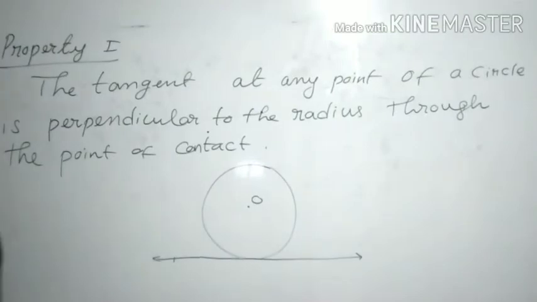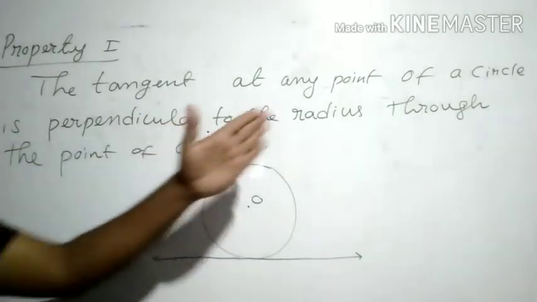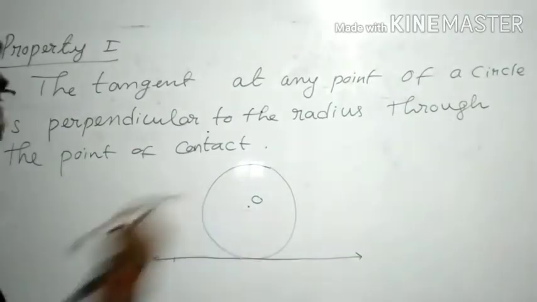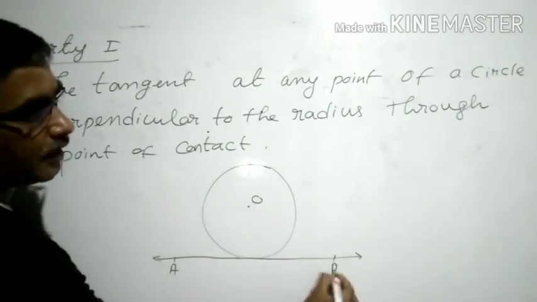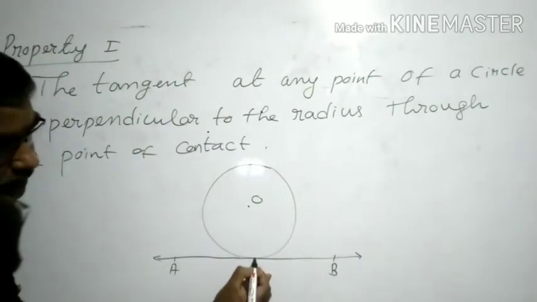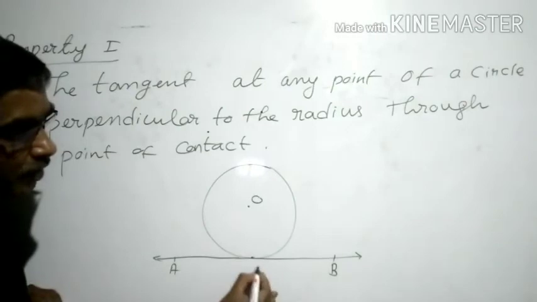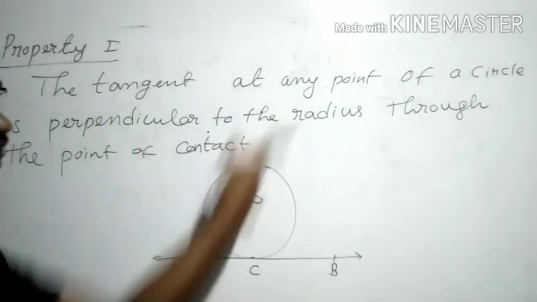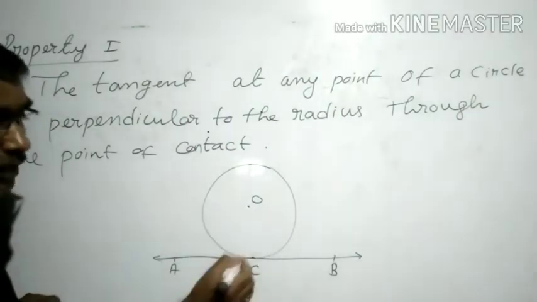Property 1. The tangent at any point of a circle is perpendicular to the radius through the point of contact. Take a circle with center O, and AB is a tangent. AB is a tangent, meaning it is touching the circle at only 1 point. This is the point of contact. C is the point of contact. What the property says: you have drawn the tangent at point C. The tangent is perpendicular to the radius.